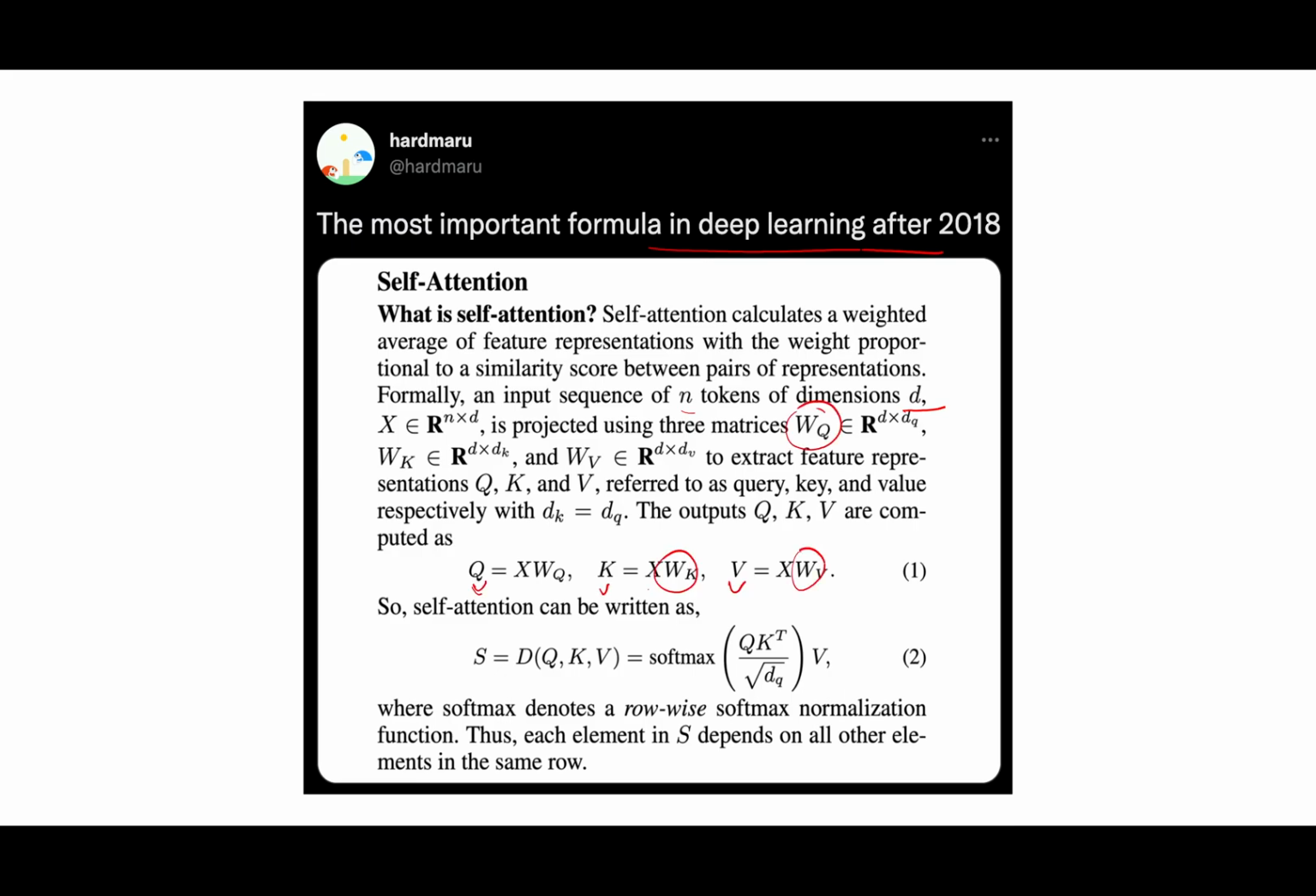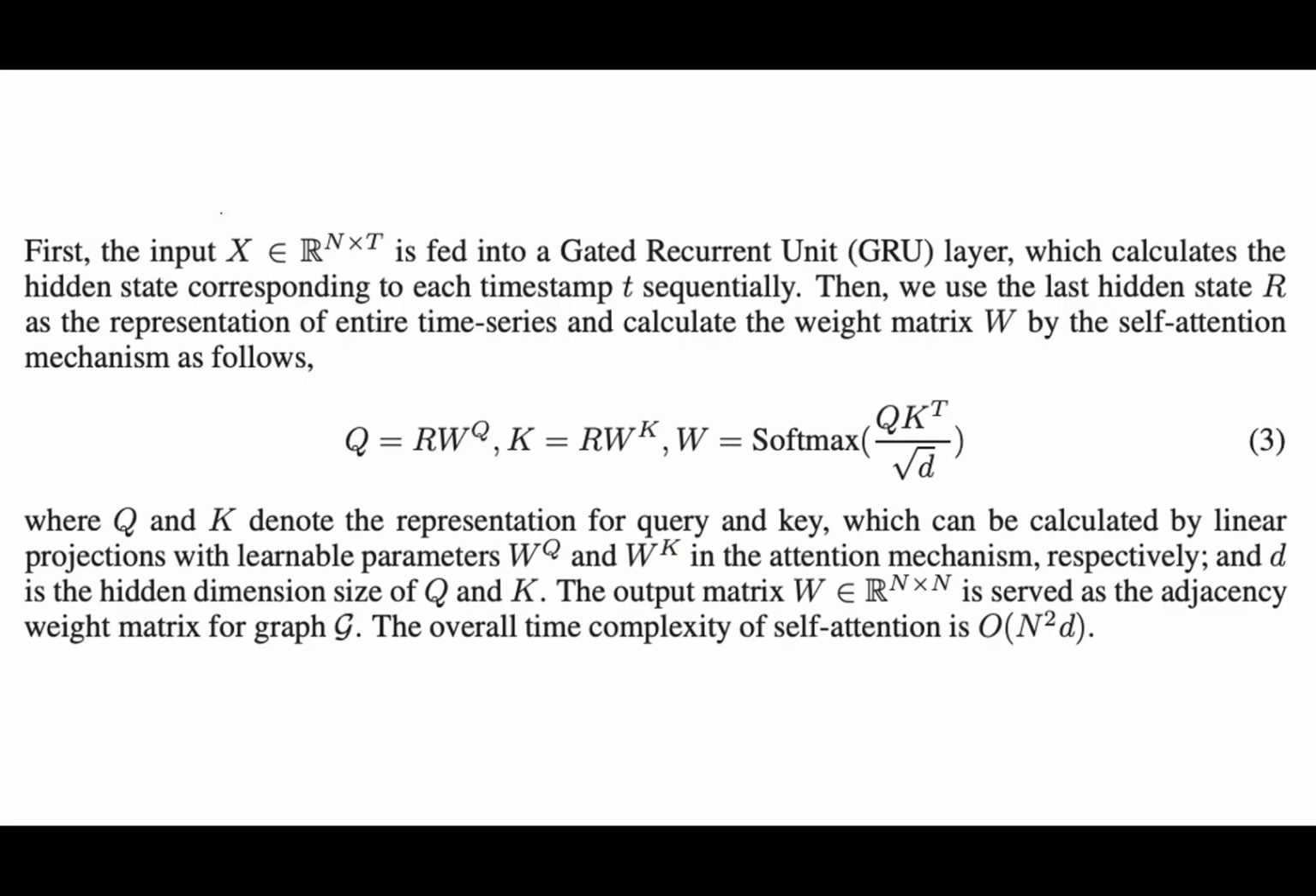So first the input, in our case n cross t time series, so n time series of t time lengths, is fed into a gated recurrent unit. This is an RNN which calculates the hidden state representation of each timestamp t sequentially. Each and every one of our time series goes through it, and a hidden state is calculated again and again.